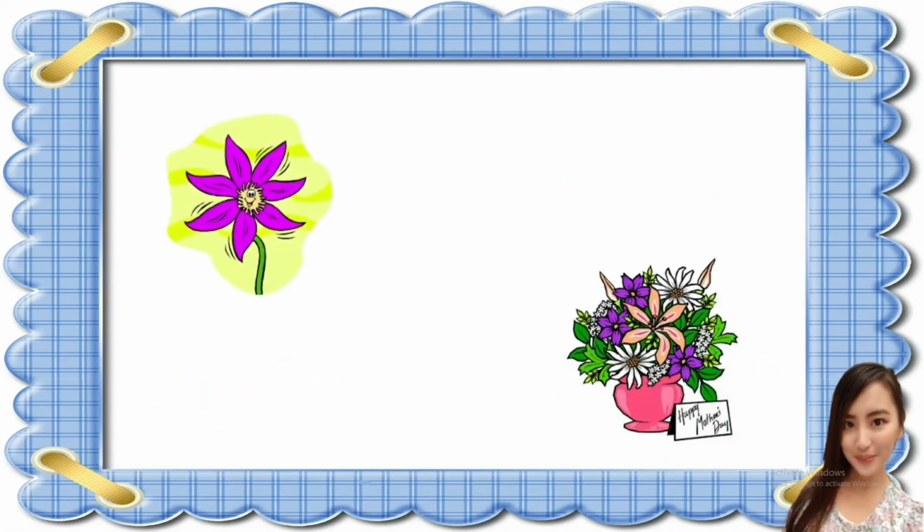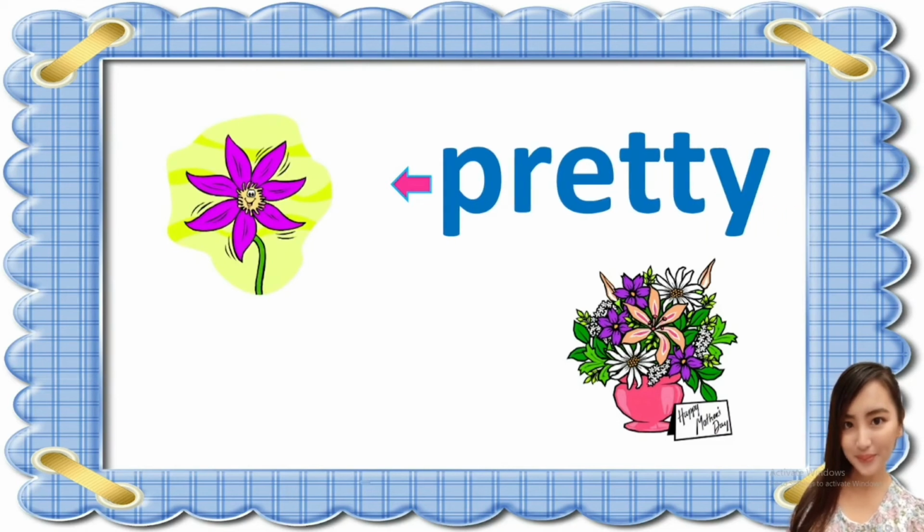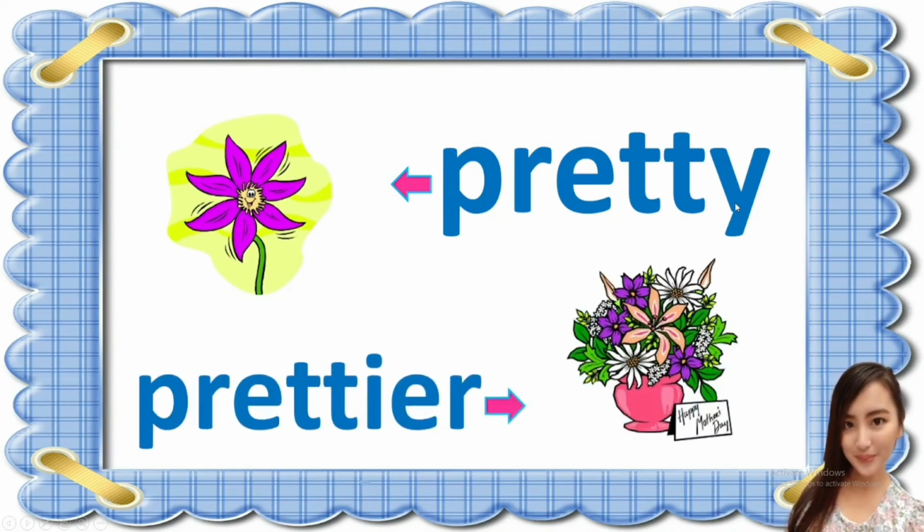Another example, pretty. This adjective ends with Y. The comparative form is prettier. Pretty, prettier. For this one, we change Y to I plus ER.